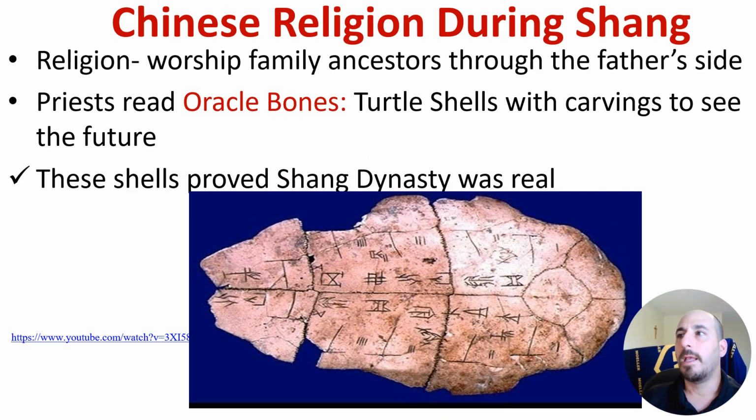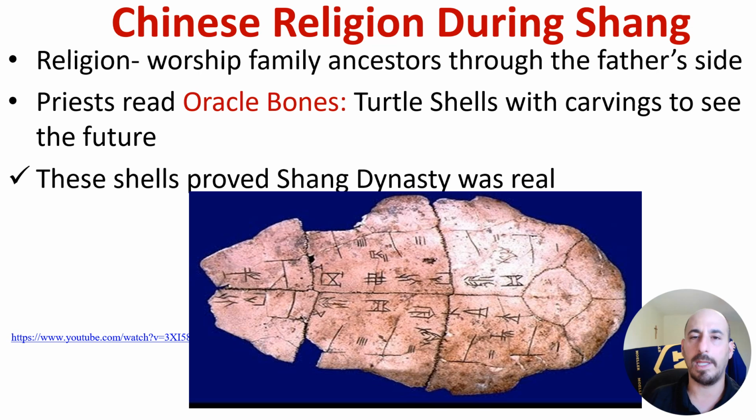So what do we know about the Shang dynasty? What are the basic tenets of their culture? We would start with their religion. In Chinese society, it's basically ancestor worship. You'd specifically worship the ancestors on your father's side, and much like with Catholics, you would pray to them.